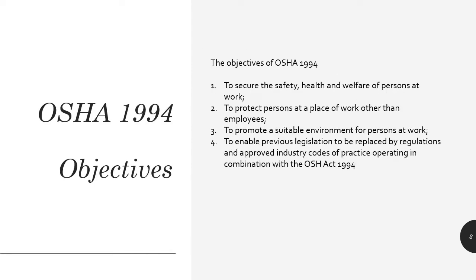The objectives of OSHA 1994 are to secure the safety, health, and welfare of persons at work, and to protect persons at a place of work other than employees, meaning that if there are outsiders coming to the site for work purposes, who are not the employees, this Act will also protect them. It also aims to promote a suitable environment for persons at work, and to enable previous legislation to be replaced by regulations and approved industry codes of practice operating in combination with the OSHA Act 1994.